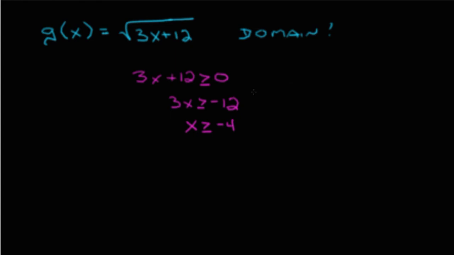So our domain is x is greater than or equal to negative 4. There's no restrictions above that, so in interval notation, we'd say it can be equal to negative 4, so we'd use a bracket, negative 4 to infinity.